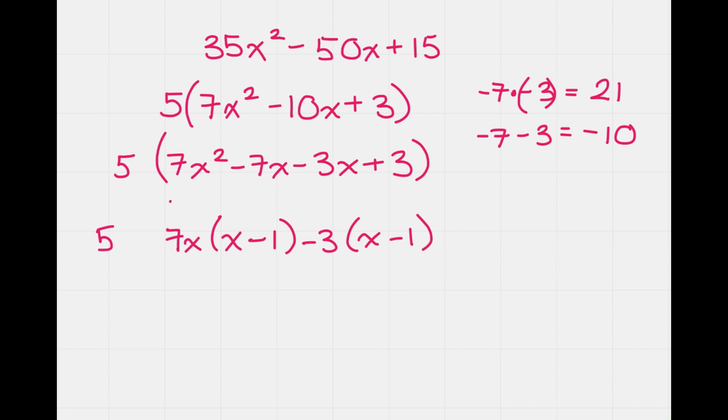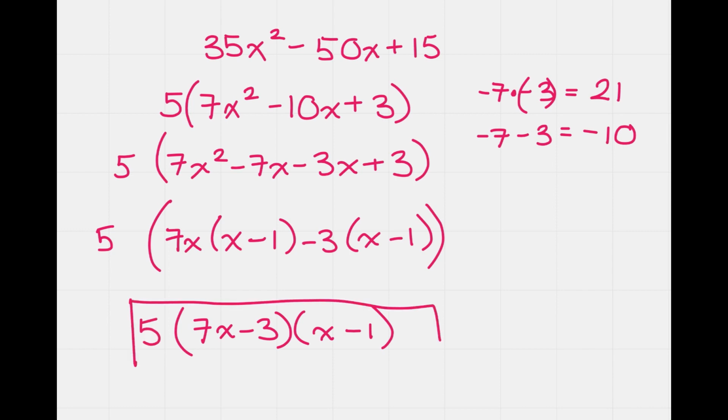Now let's put a big bracket around the entire thing so that we know that 5 is being multiplied into everything. Now for our final answer, we're going to have two sets of brackets again, one of which is 7x minus 3, which is the GCFs that we pulled out, and the other one is x minus 1, which is inside one of the two brackets. And we must not forget the 5 that we factored out of the entire expression. Put a box around that because that is your correct factored form of 35x squared minus 50x plus 15, a quadratic expression where the leading coefficient is not 1.